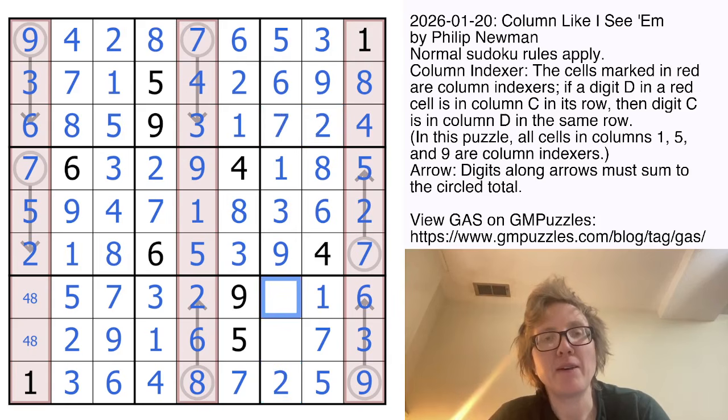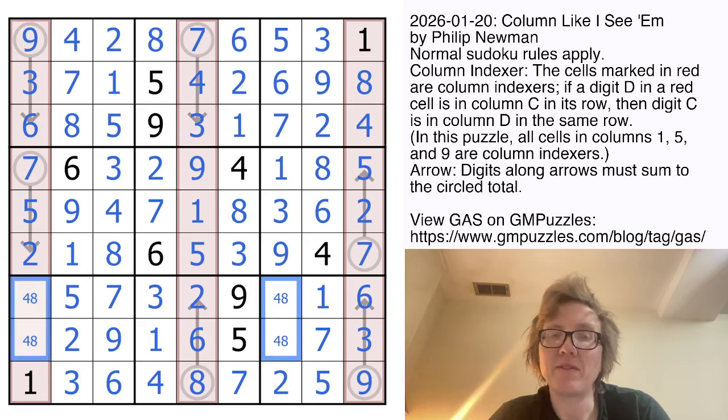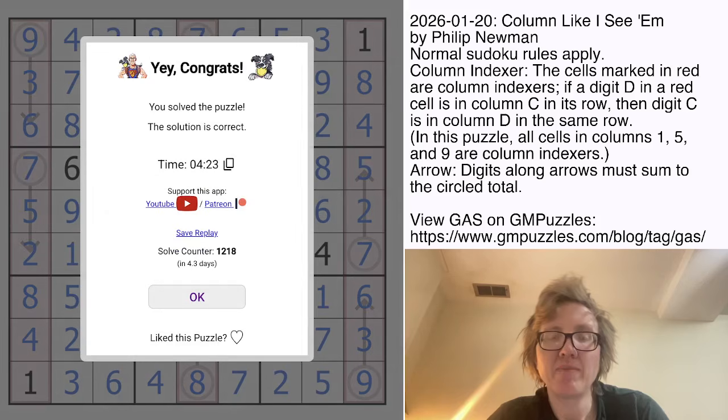And here I need a 4 and an 8. And my last move is going to be to use the 1, 5, 9 constraint one more time. 1 is in the 8th position, so this is an 8, not a 4. And that's how you solve Philip Newman's column like I see him.